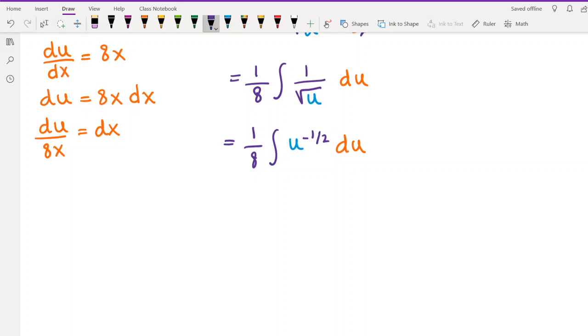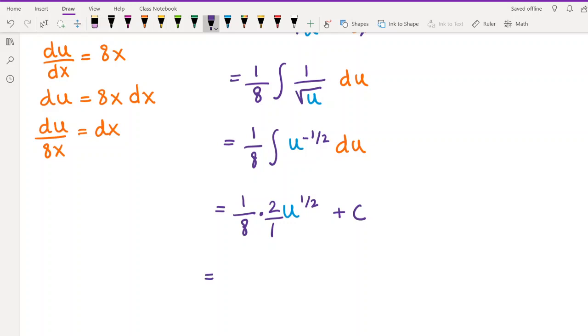So when we take the antiderivative, we have this 1/8 we'll leave on the outside. Then we are going to add 1 to the exponent. So the new exponent is going to be positive 1/2. And then we need to take the reciprocal of that and multiply. So the reciprocal of 1/2 is 2 over 1. And then we have our plus c.